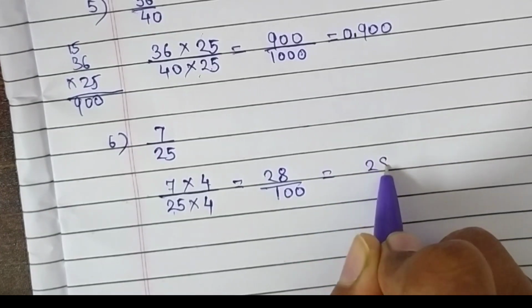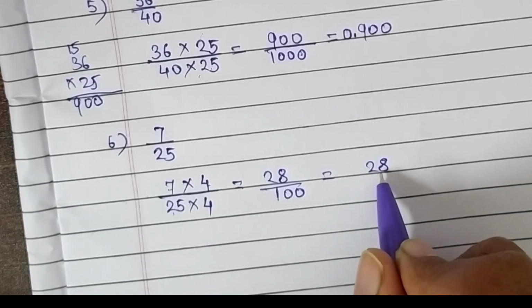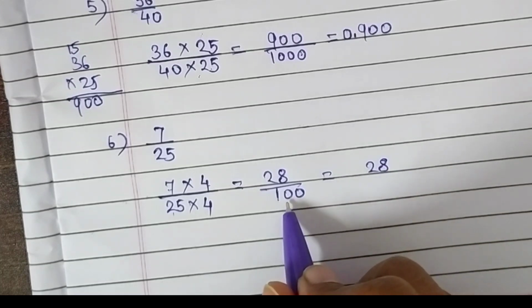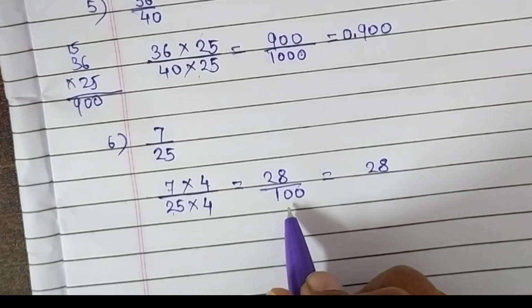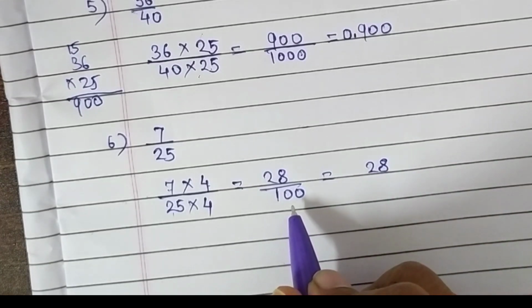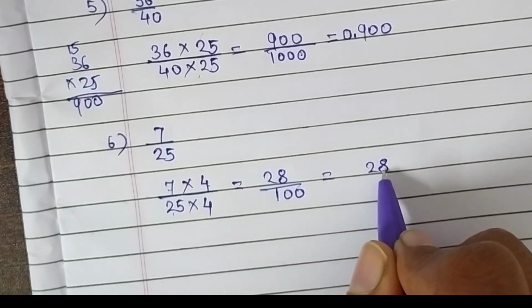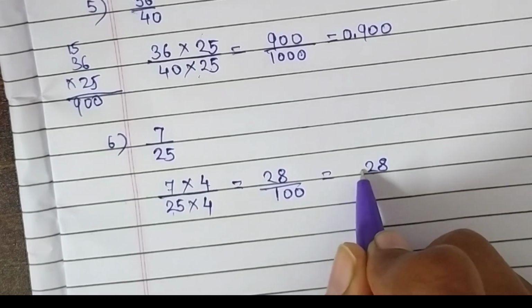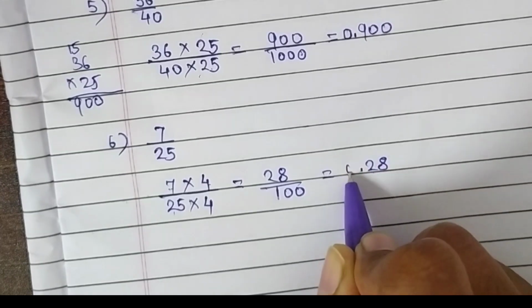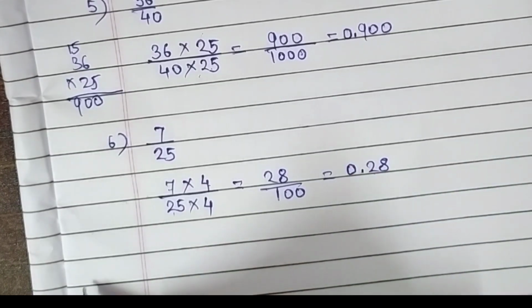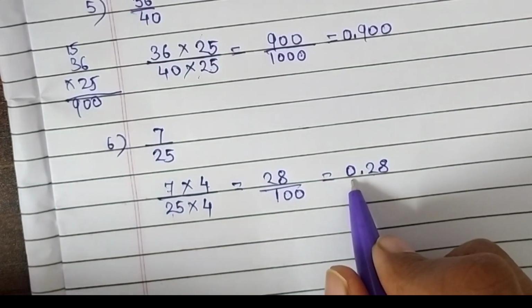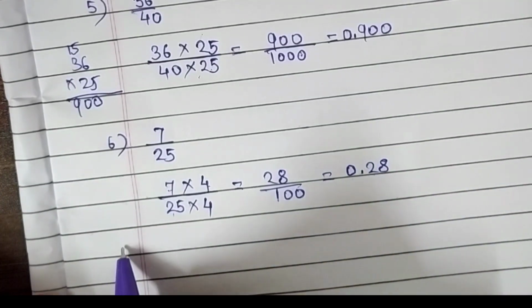For decimal fraction, we write the numerator as it is and find how many zeros the denominator has. The denominator has 2 zeros. So leave 2 places from your right side, 1 and 2. Then place a decimal point and write here 0. The fraction is 0.28.